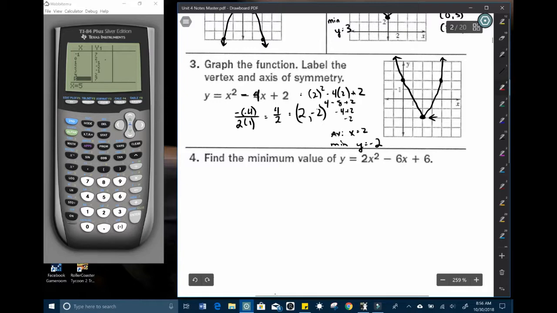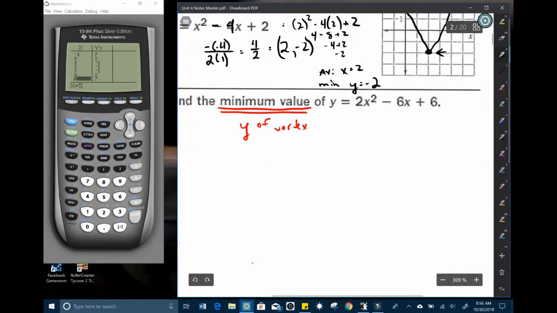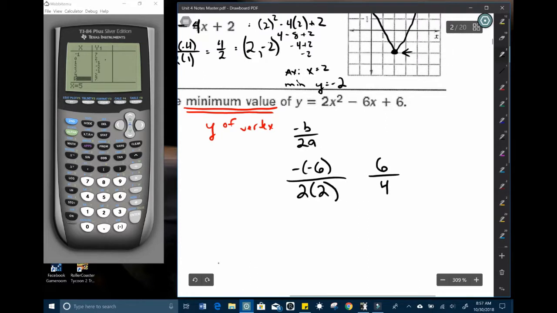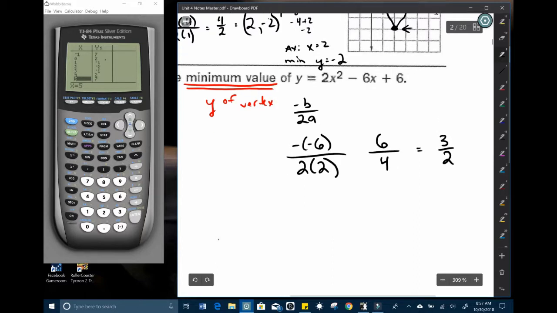Okay, last question, find the minimum value. That just means to find the y of the vertex. Okay, so we don't need to graph this one, we just need to find the y of the vertex, which is negative b over 2a. So we have negative negative 6 all over 2 times 2, which is 6 over 4, which is 3/2. Now be careful, that's the x-coordinate. Okay, to find the y, we need to substitute that into the equation.